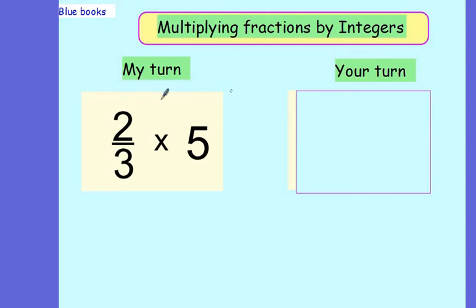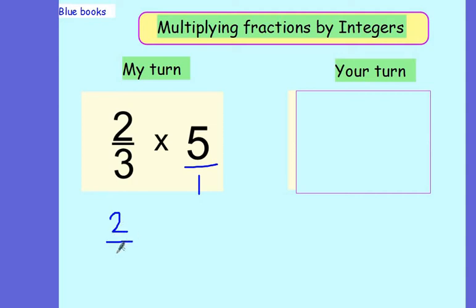And then can I see pens down, eyes on me? I'm going to do an example and you're going to do an example. So I've been asked to work out what 2/3 times 5 is. How else can I write the number 5, Ione? I can write it as 5/1, exactly.